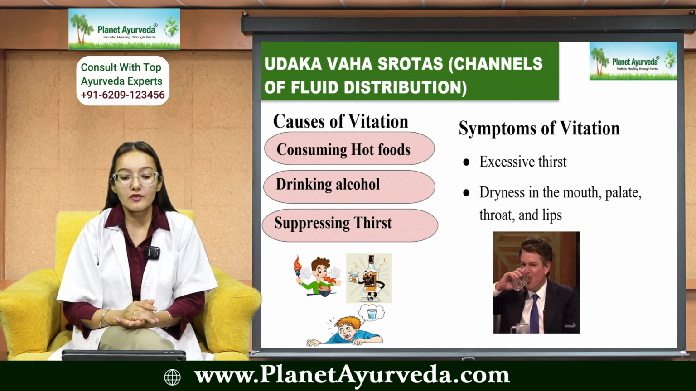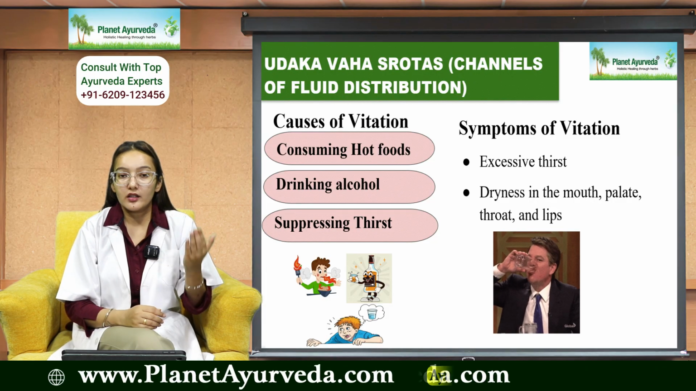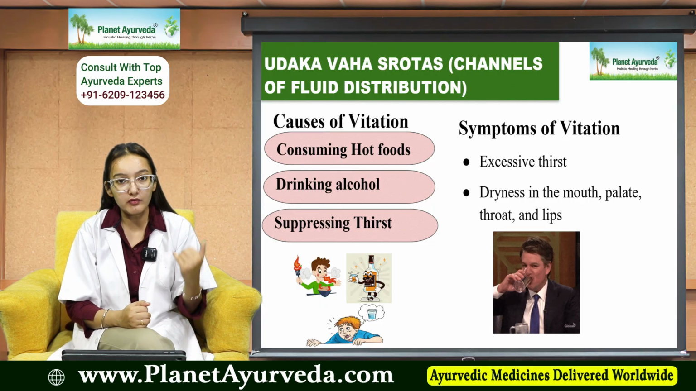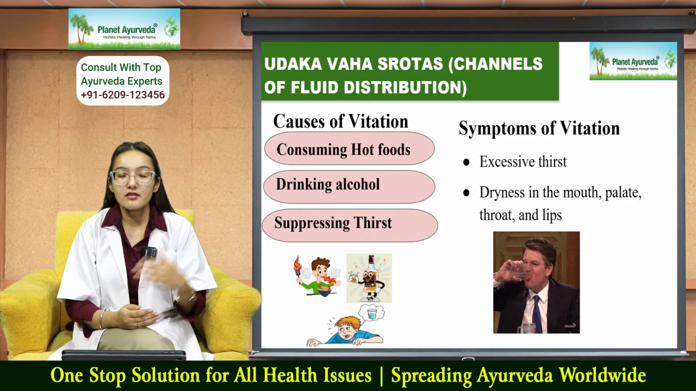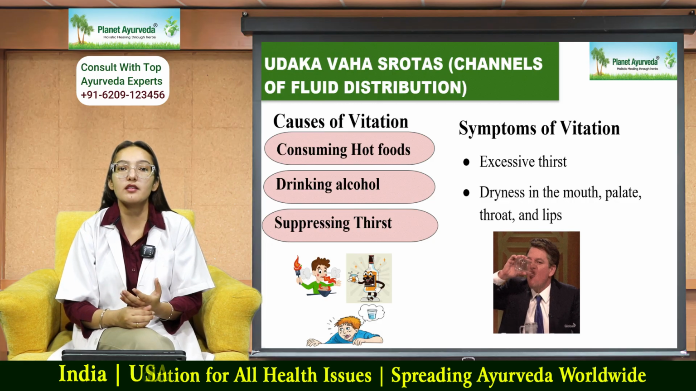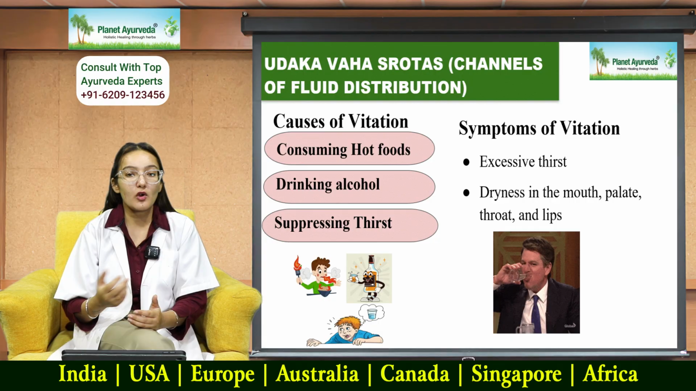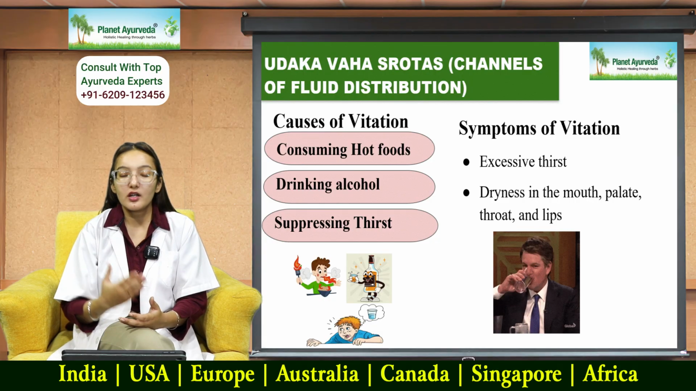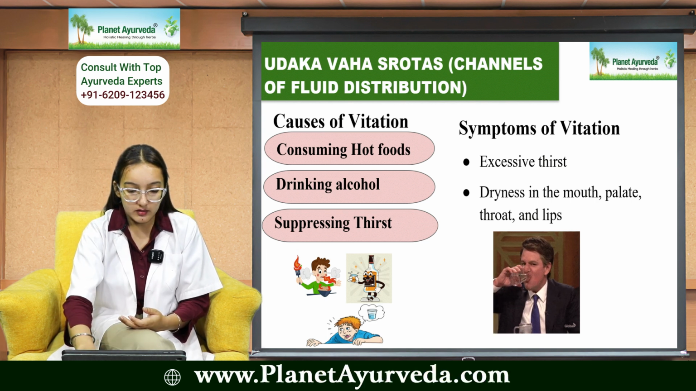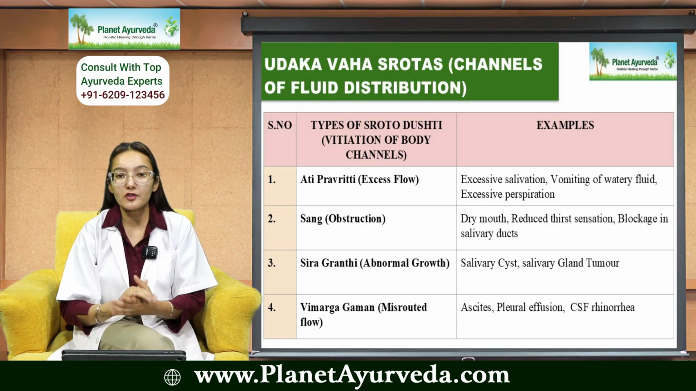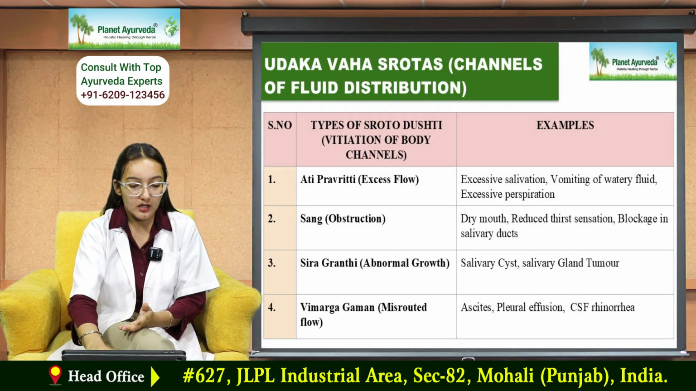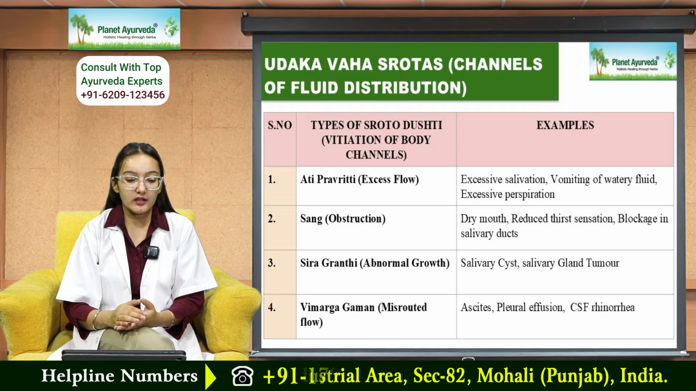So this was about the causes of vitiation, whether somebody is practicing such exercises that lead to dryness of the water or fluid, or such exercises that lead to an increase in fluid inside our body, or such exercising that causes blockages. Blockages will occur when somebody intakes more kapha-producing food like sweet, sour or salty food. Then comes the types of Srotadushti, vitiation of body channels, and their examples particularly related to the channels of fluid distribution. So the first one is Ati Pravriti, or the excessive flow.